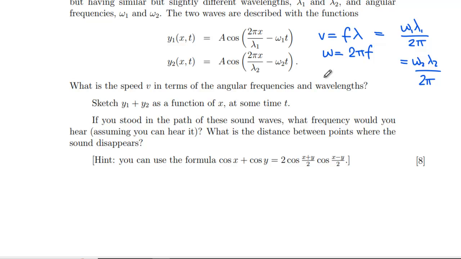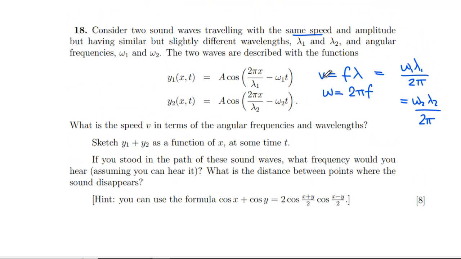So the variation of these two waves combined through space at a fixed time. Right, and then if you stood in the path of these sound waves, what frequency would you hear, assuming you can hear it? What is the distance between points where the sound disappears? Right, and they've given us a hint here. This is certainly the height of a very difficult question after 17 easy ones in this paper.